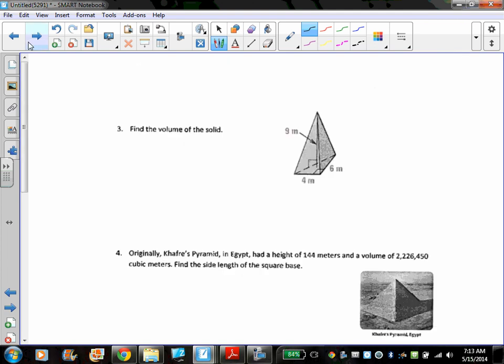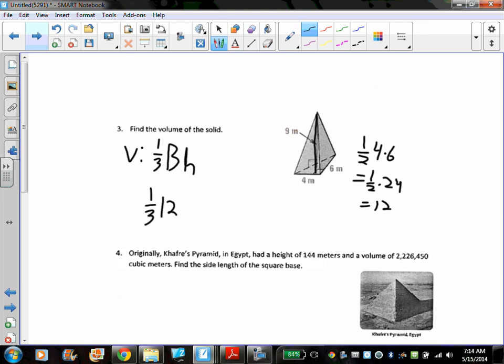All right, next one. This 9 right here is the height of the pyramid, so that's good to know. Our volume equation is 1/3 of the area of the base times the height. Well, the area of this base is going to be a triangle. It's going to be 1/2 of 4 times 6, which is 1/2 of 24, which is 12. So we have 1/3 of 12 times the height, which is 9. 1/3 of 12 is 4. 4 times 9 is 36. And we're dealing with volume there, so it's meters cubed.